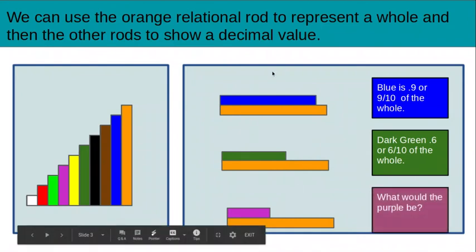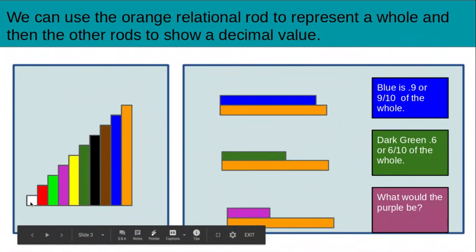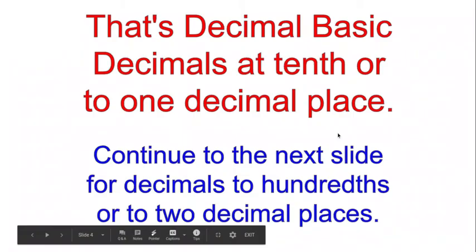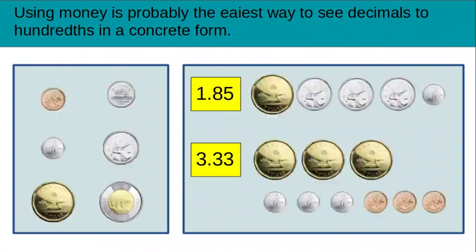So my question to you is, what would the purple be? I'll give you a hint. That's 0.1, that's 0.2, that's 0.3. The purple would be 0.4 or 4/10 of the whole. So that's the decimal basics and decimals at tenths, or what we sometimes say as one decimal place. And on the next slide, we're going to start looking at the hundredths.